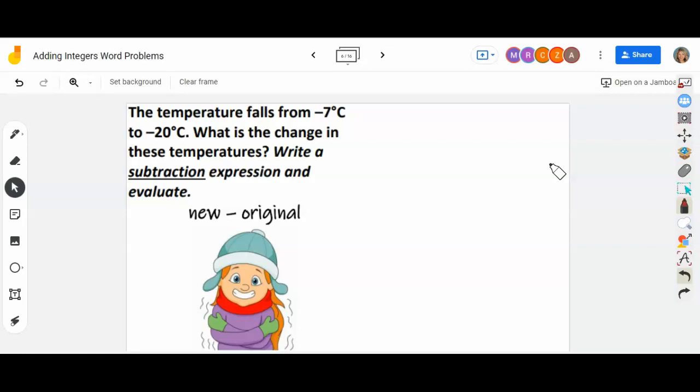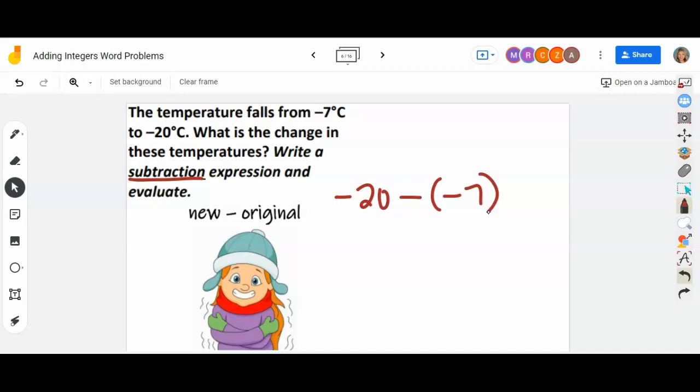All right, for number 6, we have a subtraction problem. The temperature falls from negative 7 to negative 20. What is the change in these temperatures? So we're going to take the new temperature and subtract where the temperature started. So negative 20 minus negative 7.